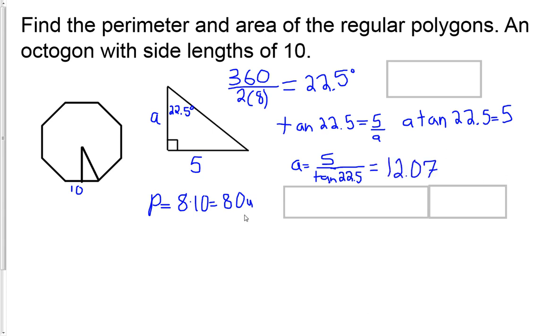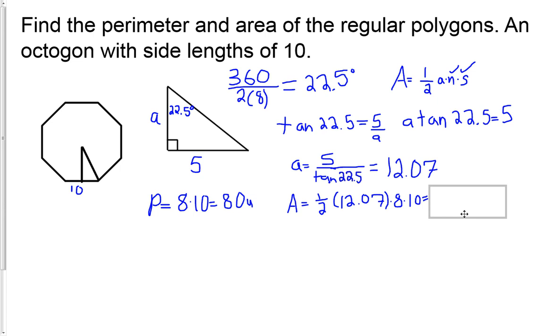And now plugging that in. Notice here, I did perimeter early because we already have 8 sides and they're all 10. I could do that right off the bat. I don't have to wait to solve for side this time because I'm solving for apothem. So now I've got the apothem. I already had number of sides and side length, so I'm just plugging it in. Half, 12.07 times 8 times 10 gives you 482.84 units squared.